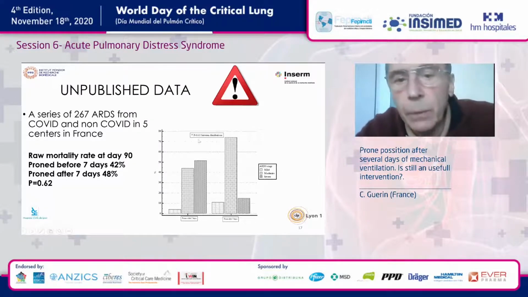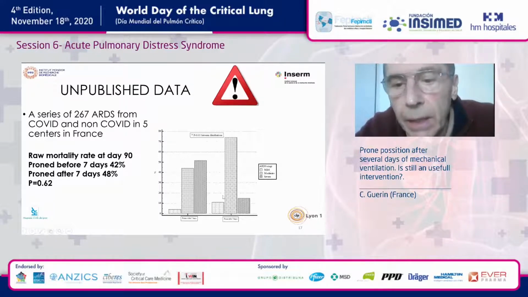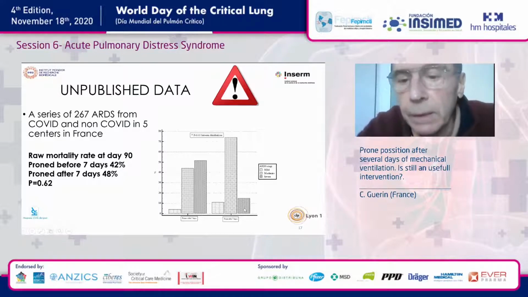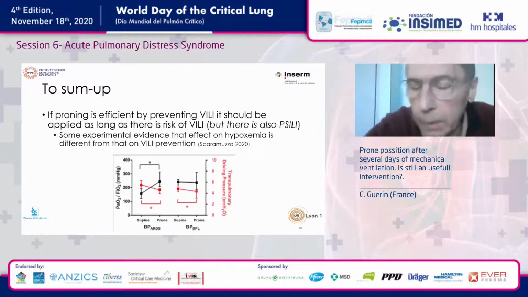But the difference was regarding the distribution of the ARDS stage. Actually, the patients who were proned after 7 days were more frequently in the moderate category and less frequently in the severe category as compared to the patients who were proned within the first 7 days. And there was no difference between patients with or without COVID as a reason for the ARDS.